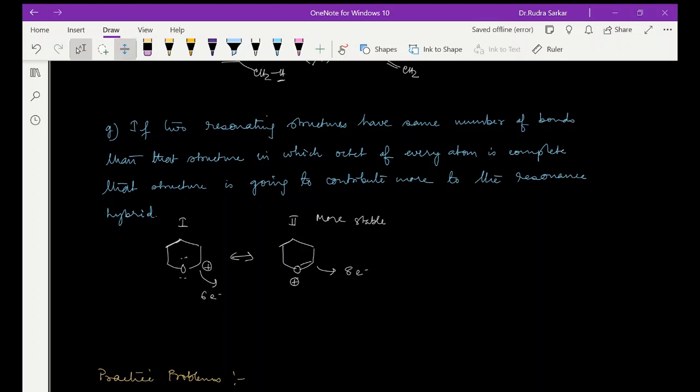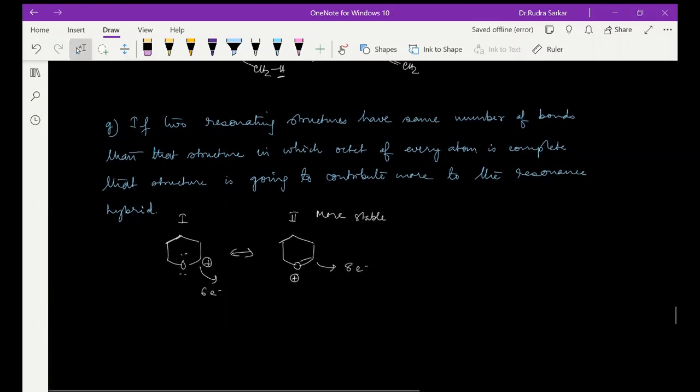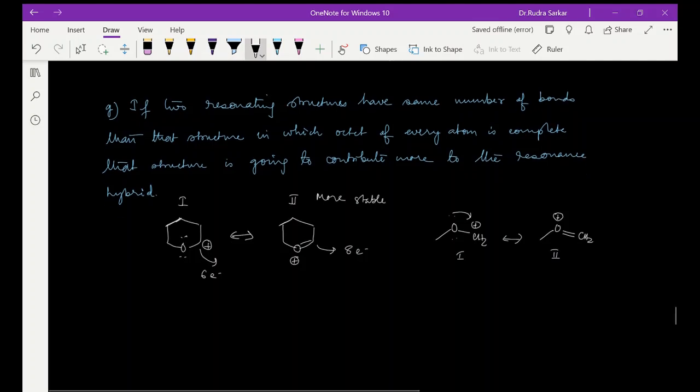In a similar manner, we can use another example in which the lone pair on the oxygen will be donated towards the carbon, and as you can see in the second structure, all the atoms are having an octet configuration, hence again in comparison to structure 1, structure 2 is going to be more stable. Okay, so this should be kept in mind.